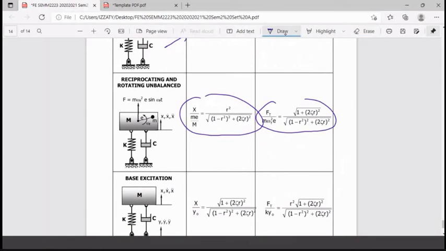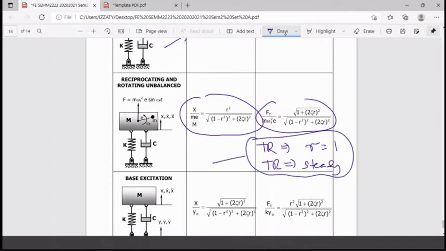The transmissibility when what? When resonant, r is equal to 1. The other one, transmissibility at steady state. Steady state means what? You have all numbers, it's not equal to 1. So then you compare. Which one will give you worse, resonant or steady state? Then you comment on your own. And of course, you understand that when you come to resonant, it becomes so severe to the system. That one is so natural, so logical.